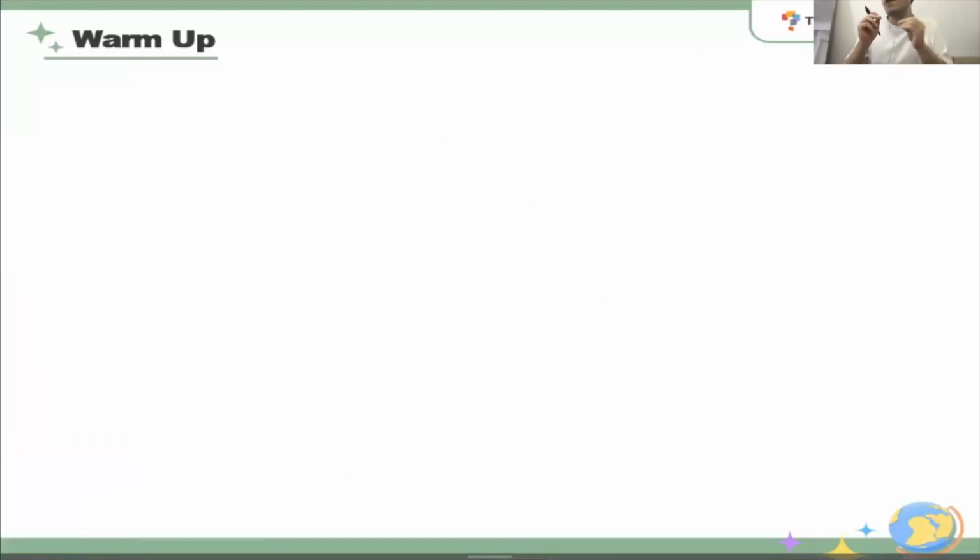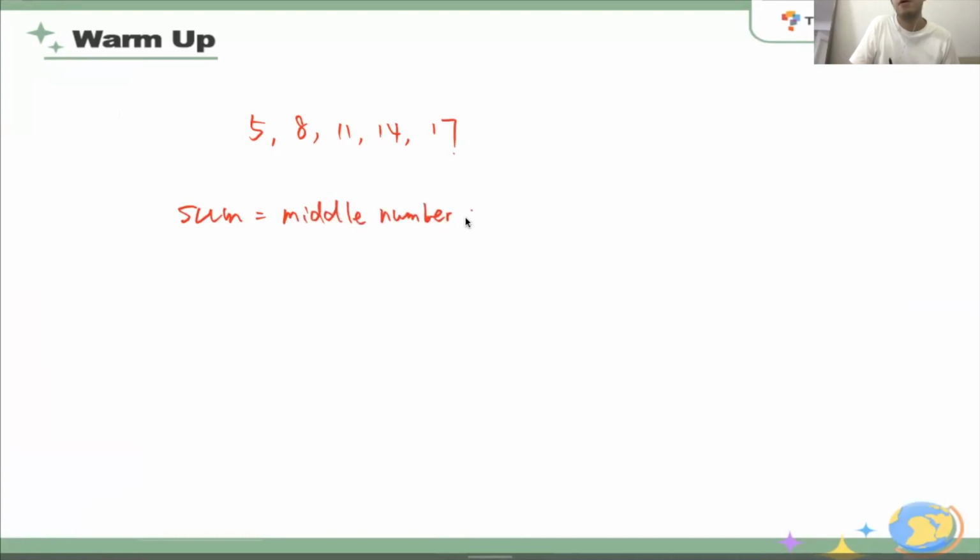Okay, if I give you a sequence, 5, 8, 11, 14, and 17, right? Right now, the method is that the sum of this sequence is the middle number times the number of terms.